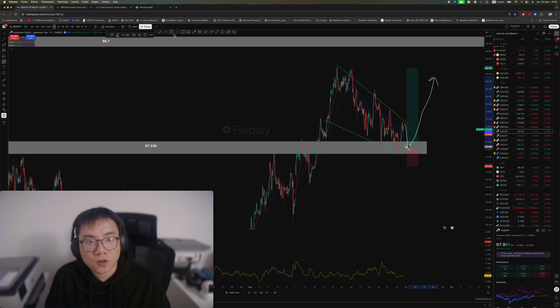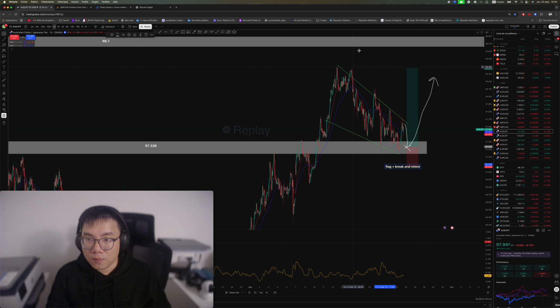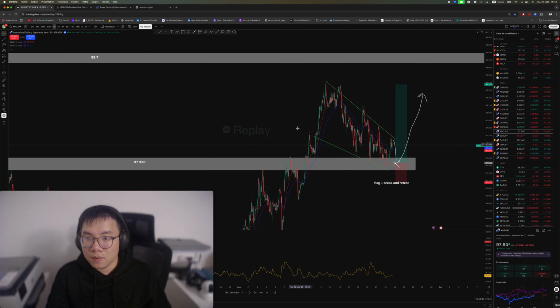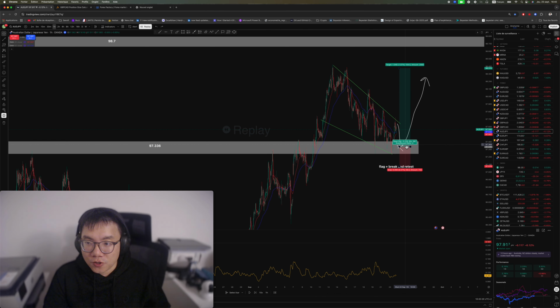I can have the flag just break and retest, right? It will break the level and come here and retest. The break and retest, so actually it's a combo entry. That way I can have a much better price position, compared to if I wait for the break of the flag, which would be too late. So I put my entry here.